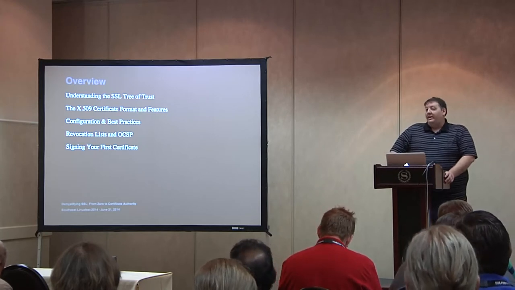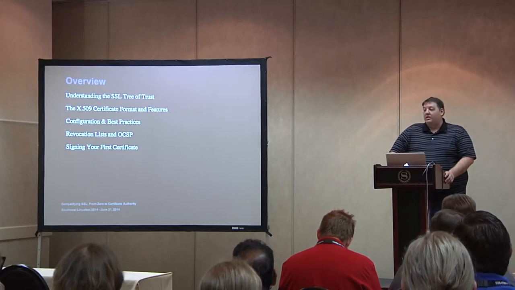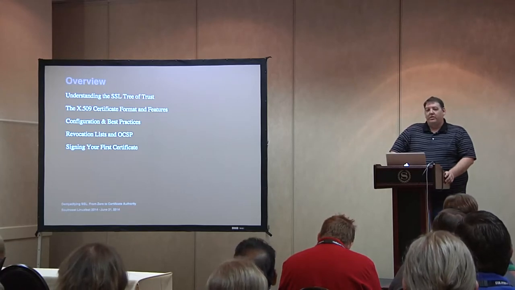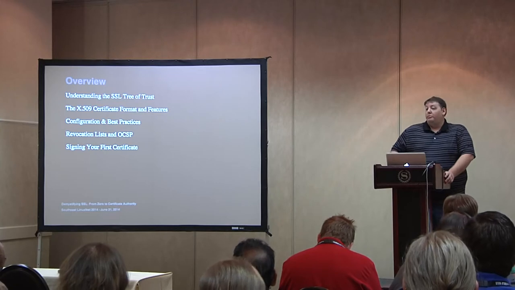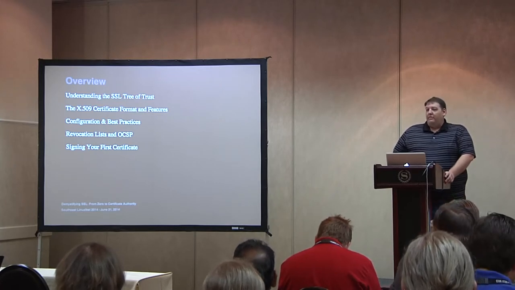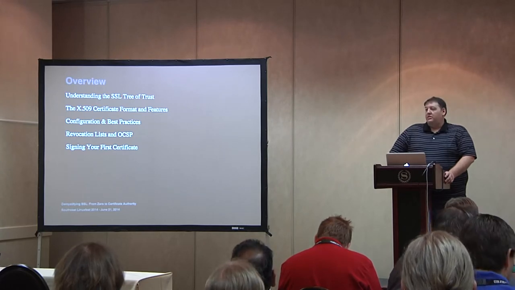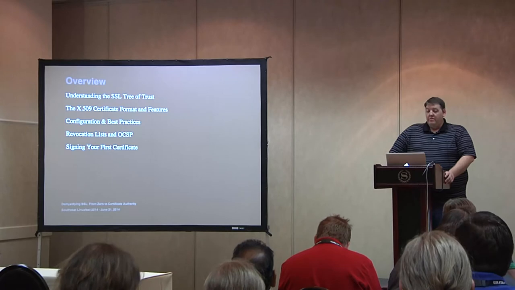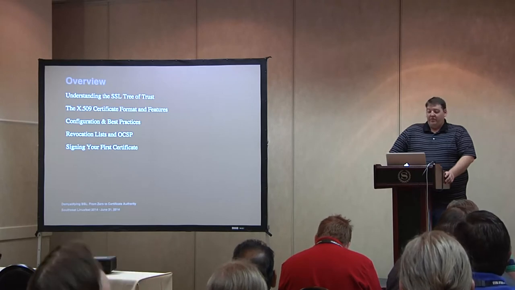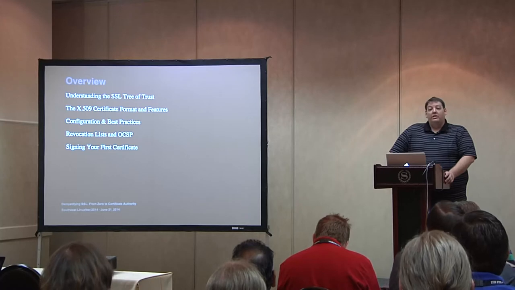We're going to dive back into the certificate format. Again, for those of you that were in the first presentation, it'll be a little bit of a rehash, but for those that have not been before, it'll be very informative to see what it looks like. We have to cover some dirty work about configuration and some best practices when it comes to generating a certificate authority. And we have to talk about revocation lists. Finally, after we get through all of that, we'll be able to create our own certificate authority.